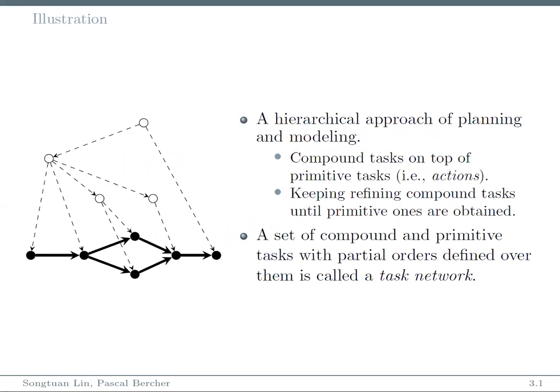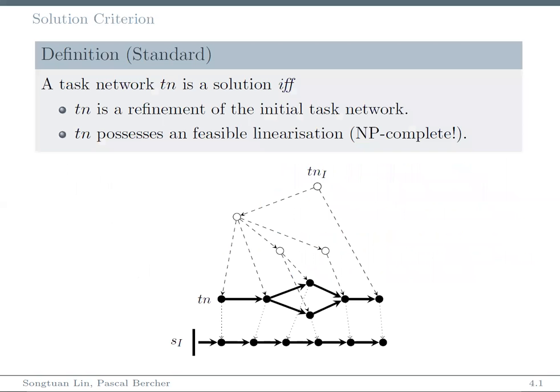In contrast to classical planning, HTN planning has component tasks on top of actions, which are called primitive tasks. Component tasks are kept being refined until primitive ones are obtained. A set of component and primitive tasks with partial orders defined over it is called a task network. Each component task is refined into a task network by some method.